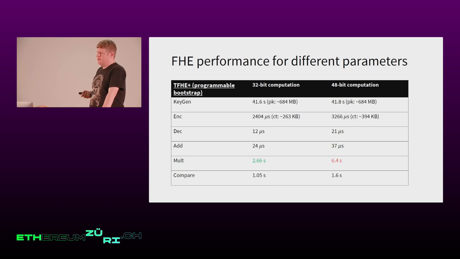Conversely with TFHE, if you change the amount of precision, you can see that if we 1.5x the amount of precision, going from 32 to 48 bit, most things are about 1.5x slower, except for multiplication, which is not. It grows by more than a factor of 2.